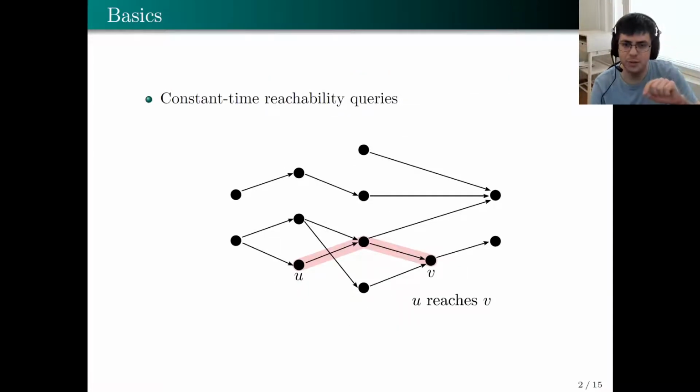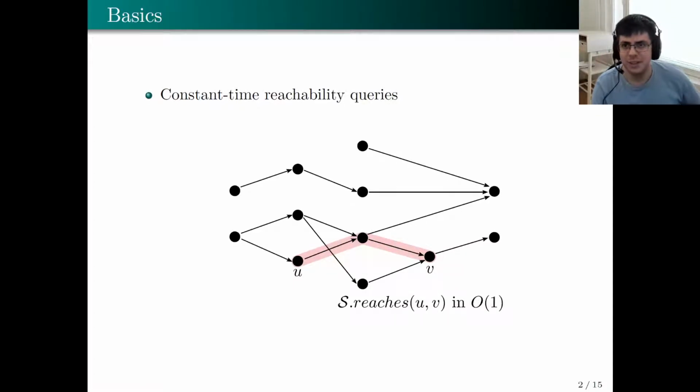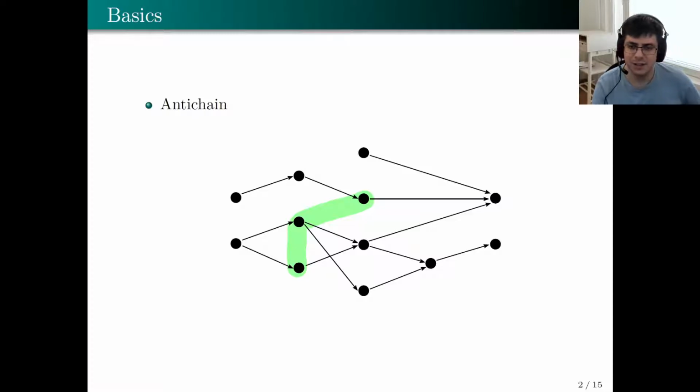We say that u reaches v if there is a path in the graph from u to v. We also say that we have constant time reachability queries if we have a data structure that answers these queries in constant time. An antichain is a set of vertices of the DAG that are pairwise non-reachable, that is, there are no paths between them. We say that an antichain reaches a vertex v if some of the vertices of the antichain reaches this vertex.